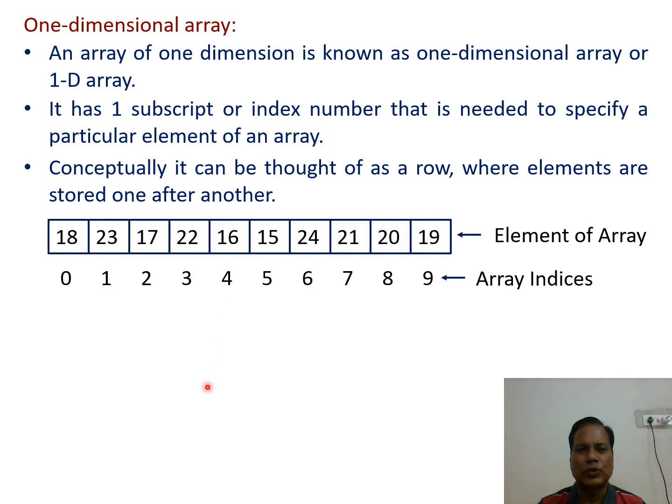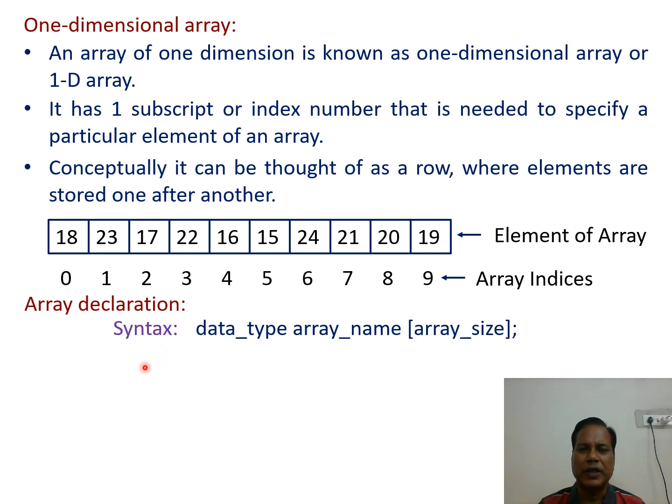This picture shows a one-dimensional array. 18, 23, 17 up to 19 are elements of the array, whereas 0, 1, 2 up to 9 are indices of array elements.